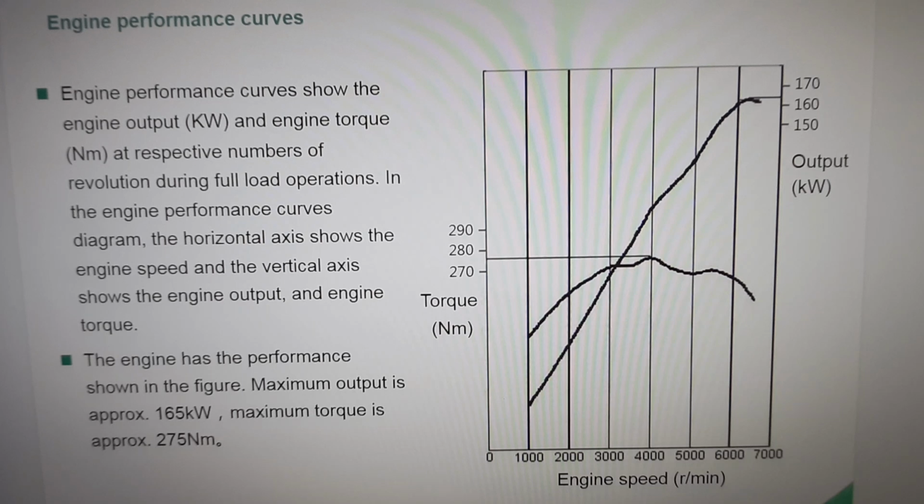The engine performance curve diagram can reflect the performance parameters of the engine. The engine performance curves show the engine output in kilowatts and engine torque in Newton meters at the respective numbers of revolutions during full load operations. In the engine performance curve diagram, the horizontal axis shows the engine speed and the vertical axis shows the corresponding engine output and engine torque. The engine's performance is as shown in the figure. The maximum output is approximately 165 kilowatts, and the maximum torque is approximately 275 Newton meters.